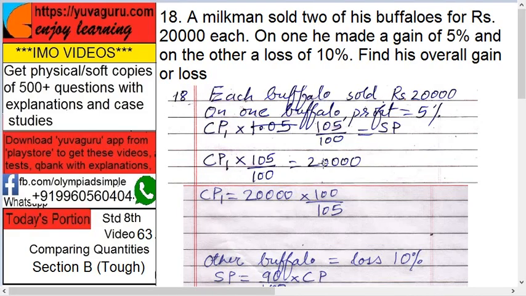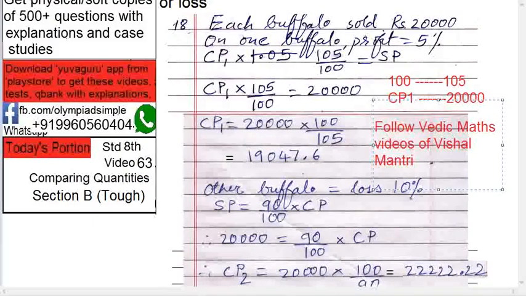We need not solve this right now, or you can solve this, that's better. So 20,000 into 100 upon 105. Now this solution, just multiply this, it becomes how many zeros? 2 and 6 zeros upon 105.